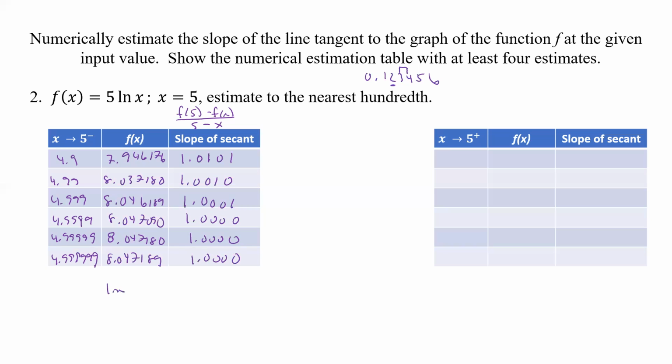All right, so that gives us the limit of the slopes as x approaches 5 from the left is approximately equal to 1.00. Now it says to the hundredth, so we have to remember to put those 2 decimal places here. All right, what about over here on the right? Well, all we have to do is write in our values. So we're going to have our 5.1, 5.01, 5.001, 5.0001, 5.00001, 5.000001.